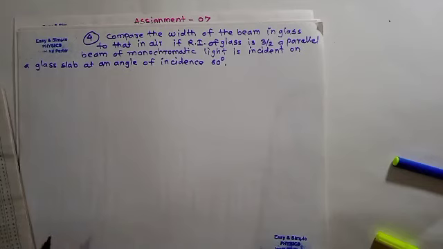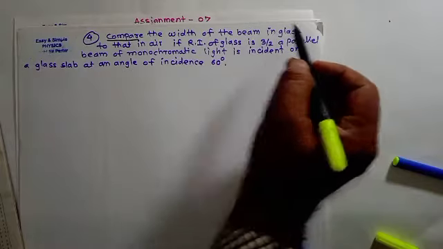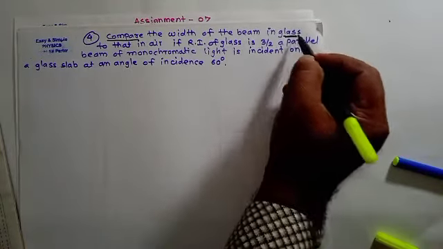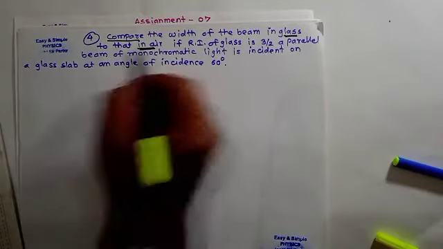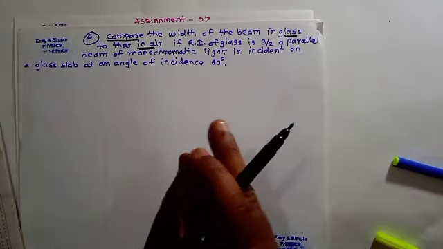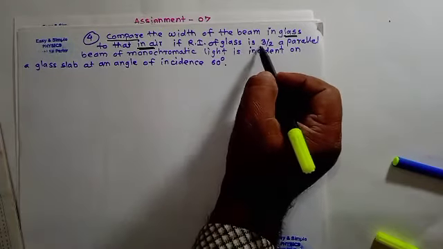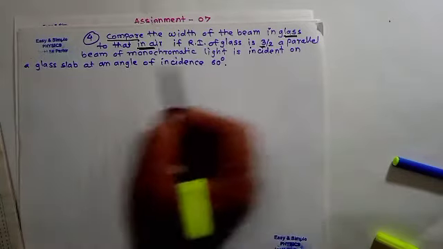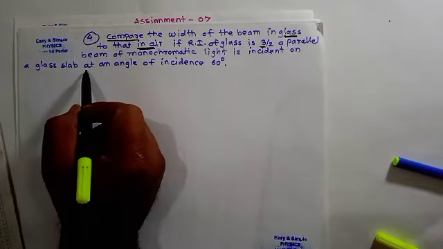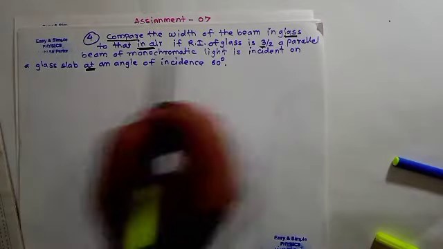Similarly, we can solve the fourth example, that will be a comparison. Compare the width of the beam in glass. Here glass means the refracted wavefront, and air means the incident wavefront, so we can compare the refracted wavefront and incident wavefront, their widths. If the refractive index of glass is 3 upon 2, a parallel beam of monochromatic light is incident on a glass slab at an angle of incidence 60 degrees.